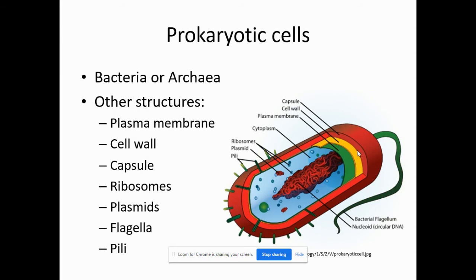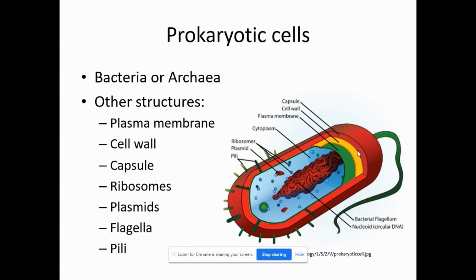Now, prokaryotes are said to have ribosomes, and we'll talk about ribosomes in eukaryotic organisms. They're not the same type of ribosomes. The prokaryotic ribosomes are different than eukaryotic ribosomes, even though they still function the same way in helping to create proteins.